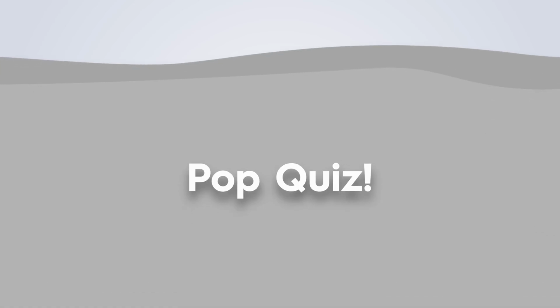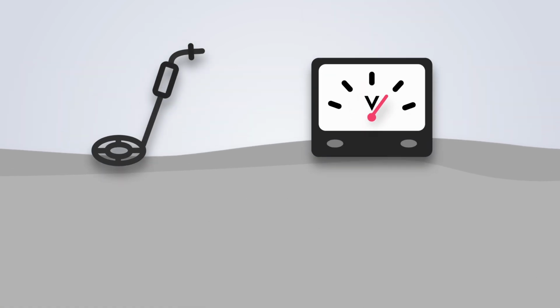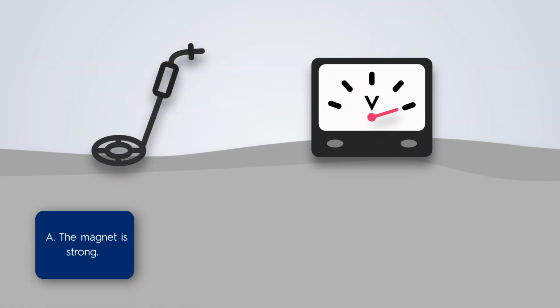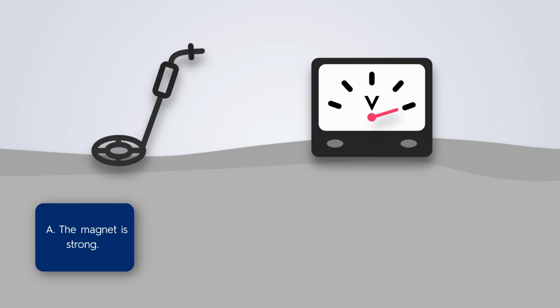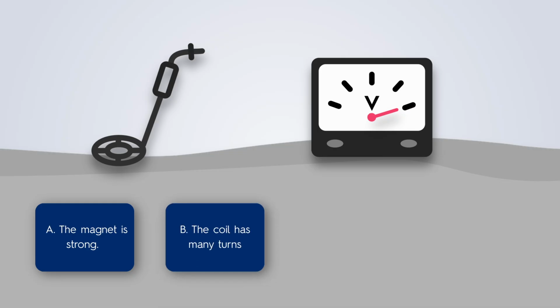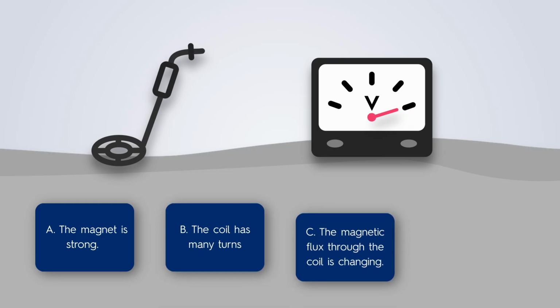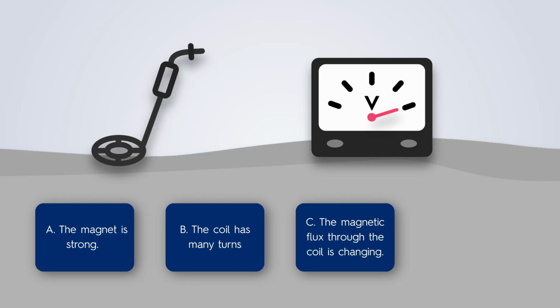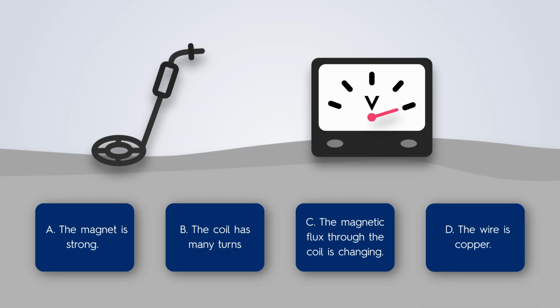Pop quiz. What causes the voltage in the coil to appear? A. The magnet is strong. B. The coil has many turns. C. The magnetic flux through the coil is changing. D. The wire is copper. Lock in your answer. We will reveal it in a moment.